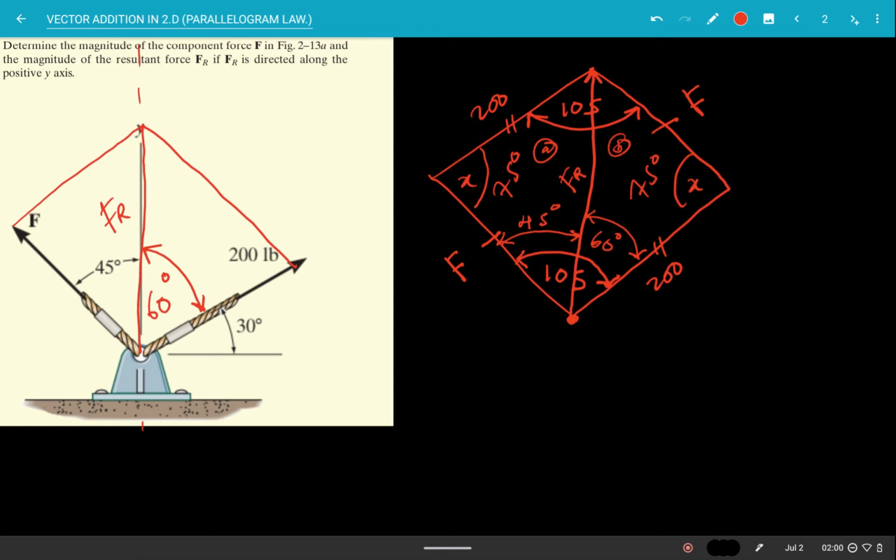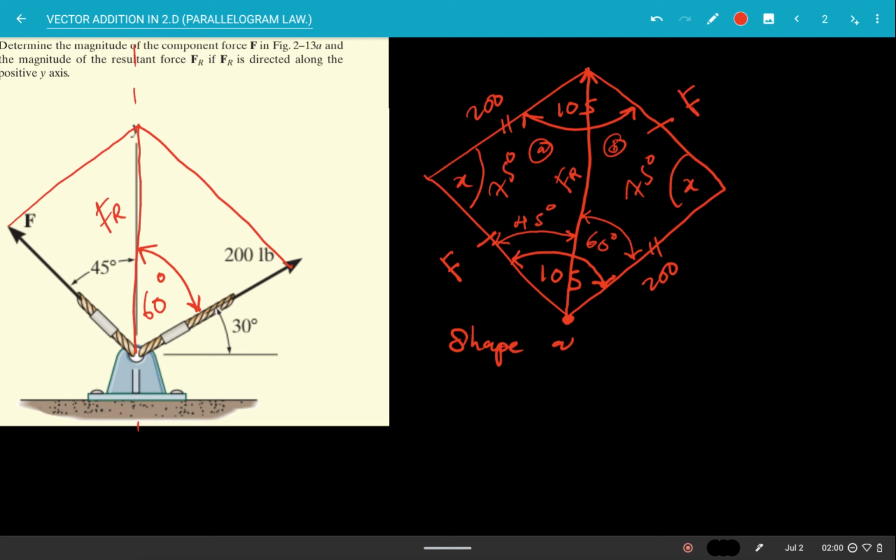So I'll start with A. If I pick shape A, we're having something like this. So this is 75. This is 45. And we know that this is F. This is force resultant. And this is 200. So either picking shape A or shape B will give you all the information you need.